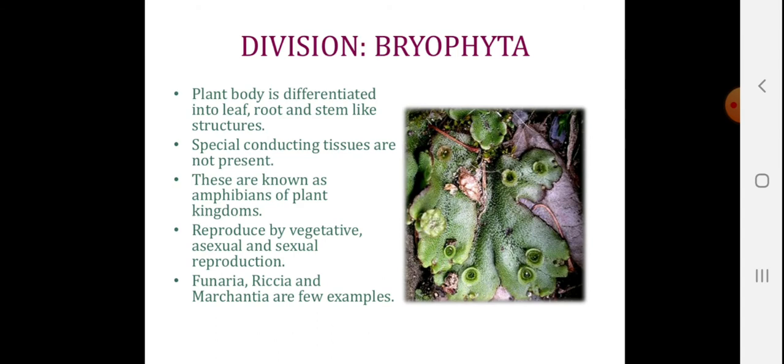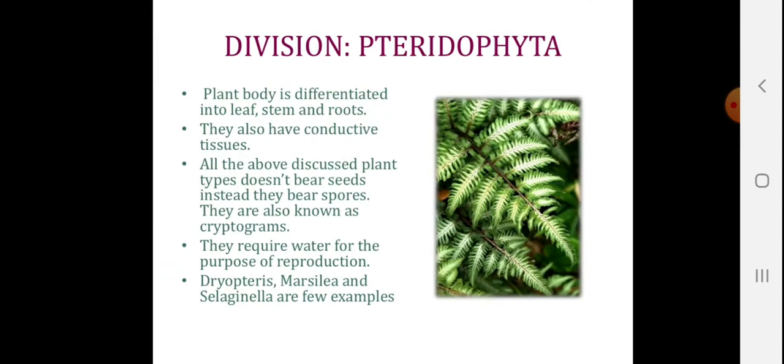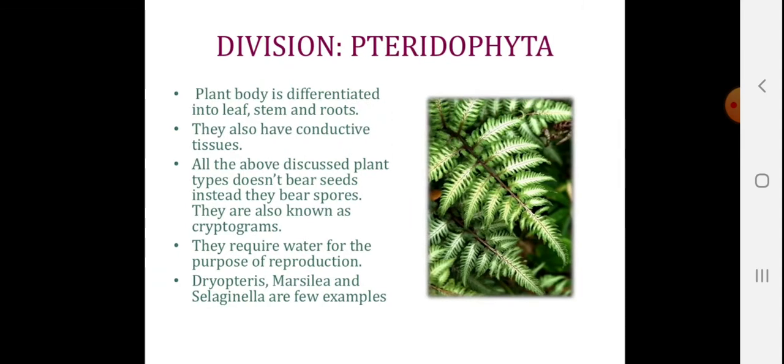Reproductive type is vegetative, asexual and sexual reproduction. Examples are Funaria, Riccia and Marchantia for Bryophyta. Let's talk about Pteridophyta. Plant body is differentiated into leaf, stem and roots. They also have conductive tissues. That means they do have xylem and phloem.